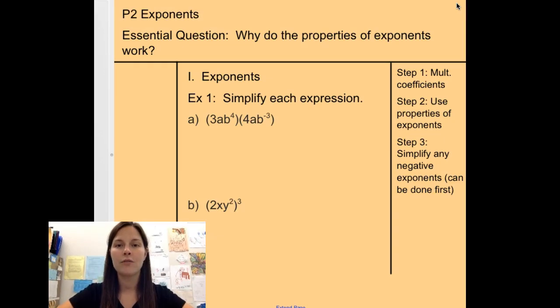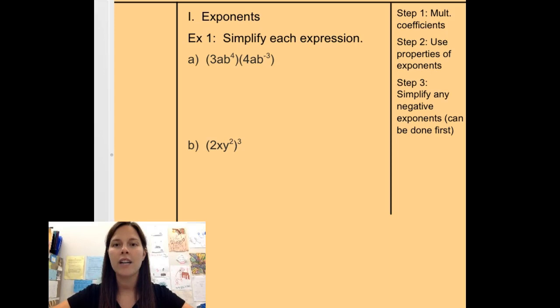Our essential question for today is, why do the properties of exponents work? I ran through a couple of proofs for you, but I want you to think about the reasons why they work, and that will help you remember the rules and be able to apply them. Off to the right, I have some general steps for working with simplifying exponents. You don't always have to do them in this order. Sometimes you can't do them in this order. You need to follow order of operations.